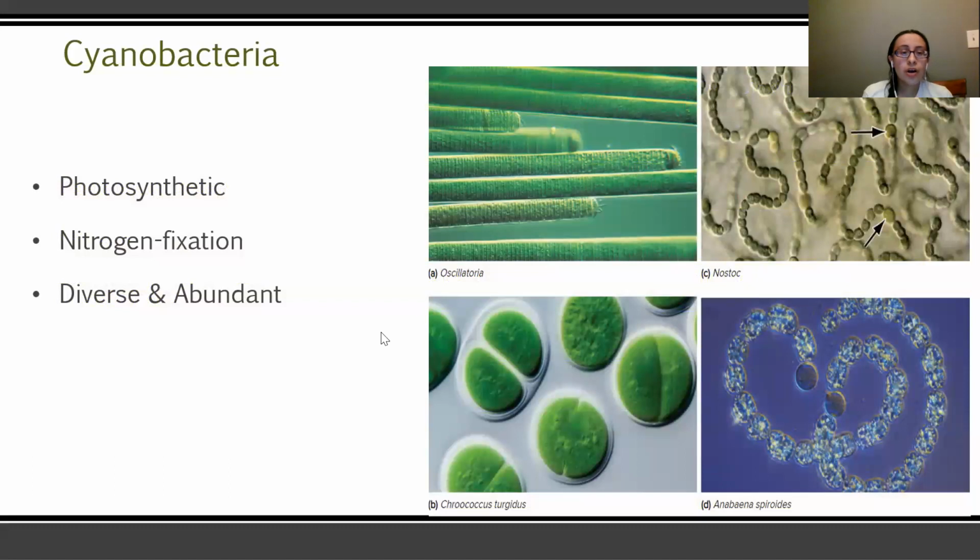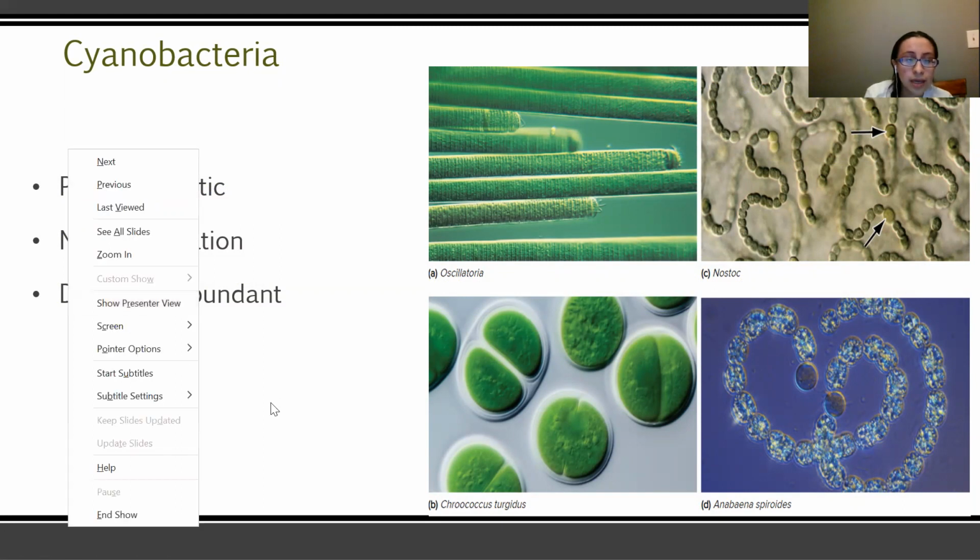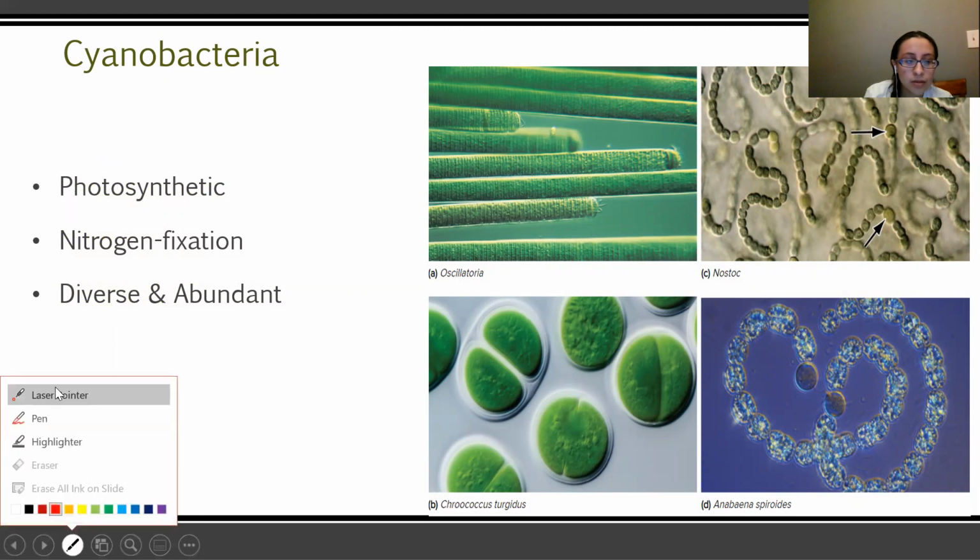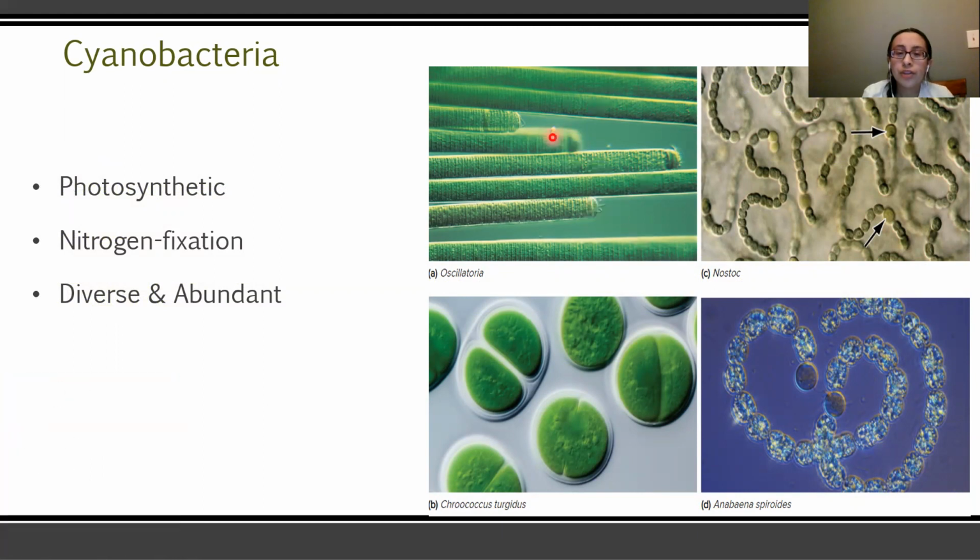So cyanobacteria are gram-negative photosynthetic bacteria that are able to fixate nitrogen. They are diverse and they're very abundant. And so 4 types of cyanobacteria that I have presented here today. The first one being oscillatoria. And so this type of cyanobacteria is able to make trichomes, which are rows of bacterial cells that are very close together, which you can see here by the proximity.